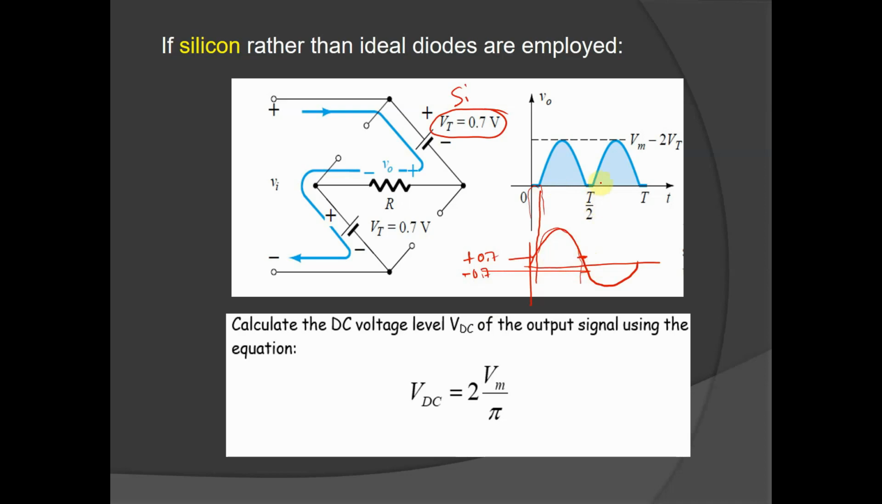So the distance from here to here requires time. At this point in time, it is now greater than negative 0.7. Again, it will be reflected on the output, because as I said, the current directions are both from right to left. So to calculate the DC level of the output signal of this waveform, we have to use VDC equals 2Vmax over pi. Okay?